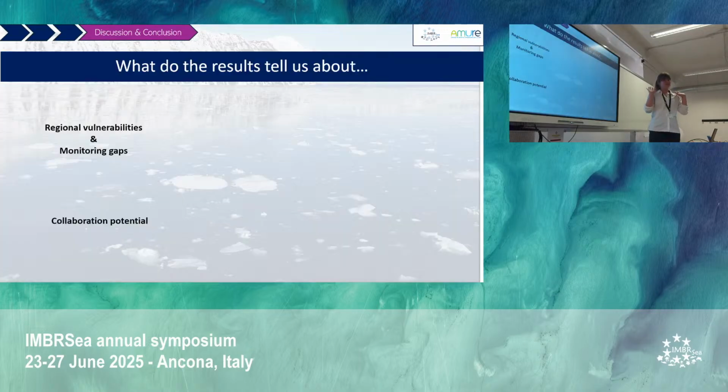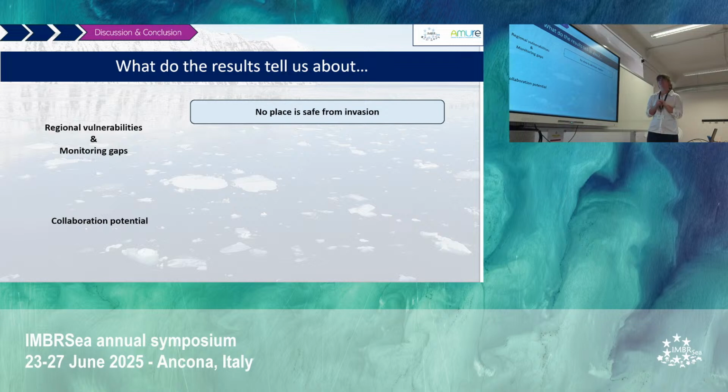But what does all of this tell us about regional vulnerabilities, monitoring gaps, and collaboration potential? Well, firstly, no place is safe from invasion. Even in the remote areas of the Arctic, we found species to be present. So that means no area seems to be untouched, no area seems to be incapable of having new species appearing and establishing populations there.